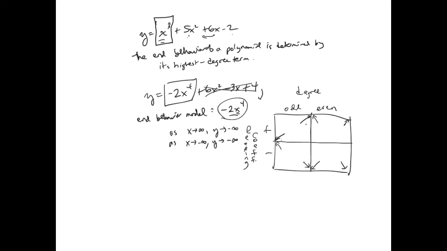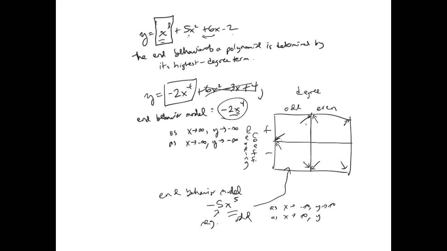So if I had something like an end behavior model of, say, negative 5x to the fifth, that degree is odd, and that leading coefficient is negative. So it would fit this end behavior. As x goes to negative infinity, y goes to infinity. And as x goes to infinity, y goes to negative infinity. Okay, so that's how you find end behaviors of polynomials.